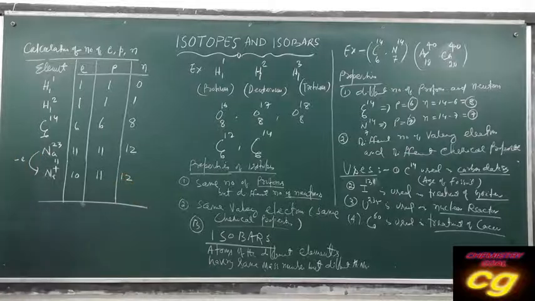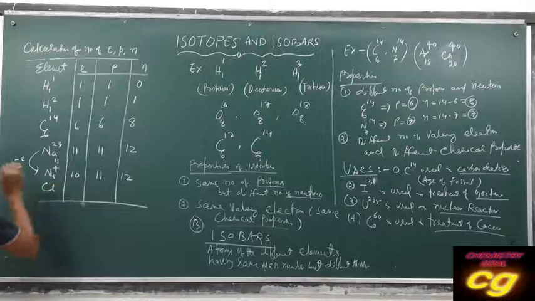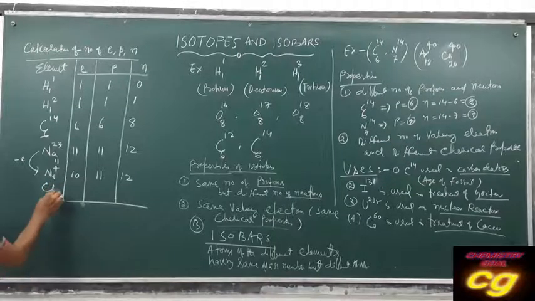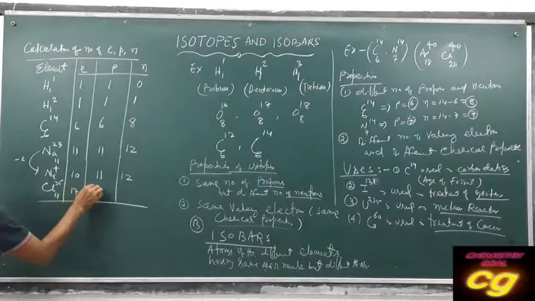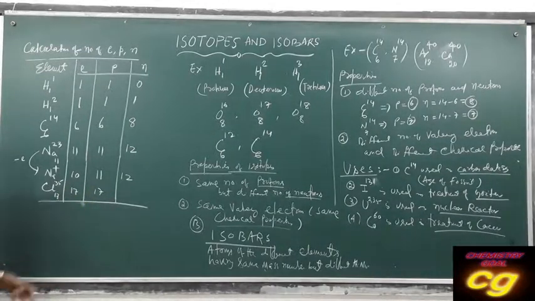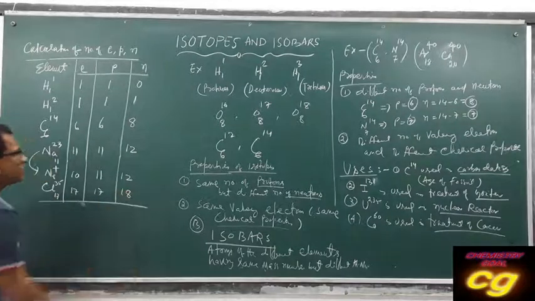This is very important. For example, chlorine. Let it be chlorine 17 35. So how many protons, electrons? Electron 17, proton also 17. But how many neutrons? 35 minus 17, that is 18. That is the number of neutrons.